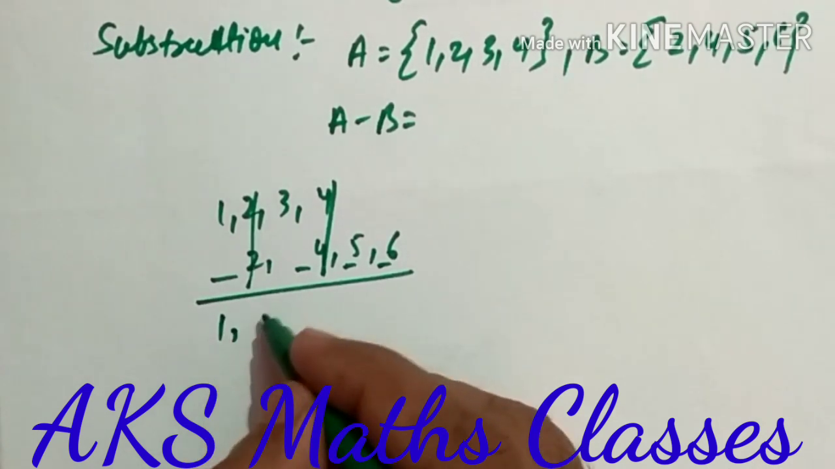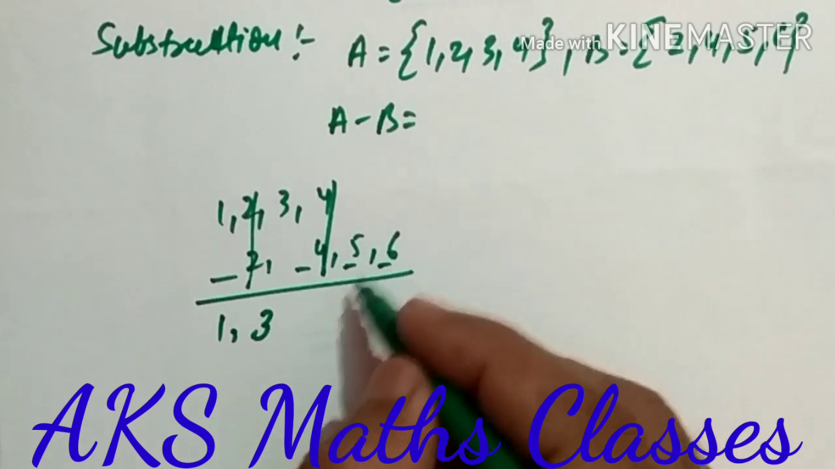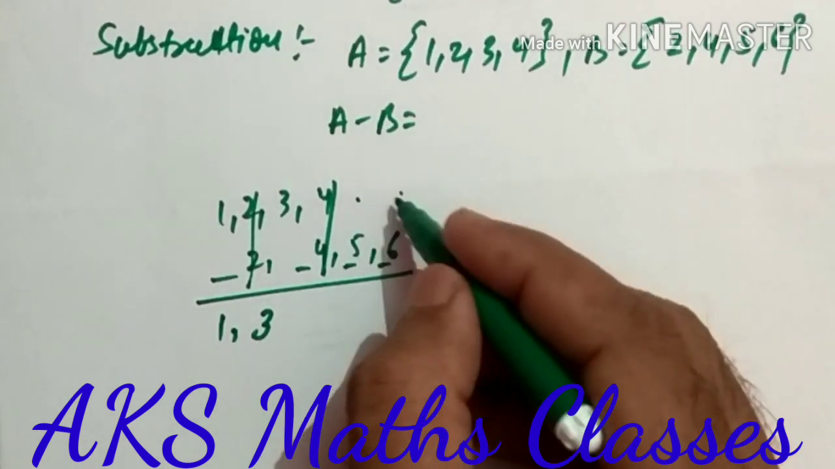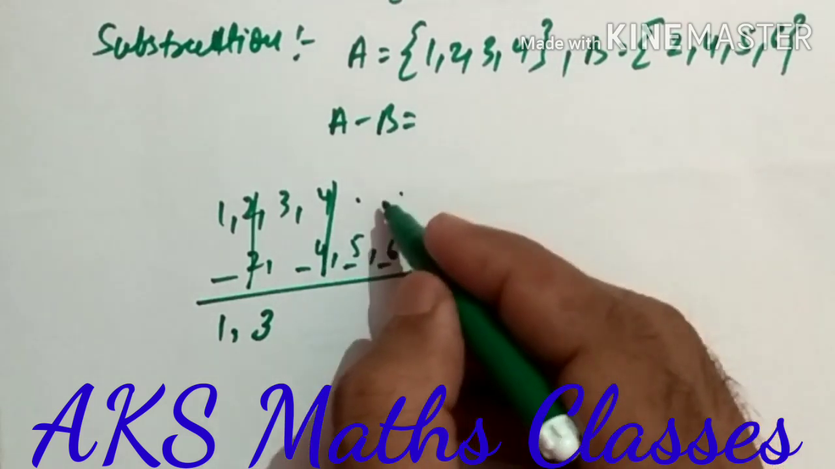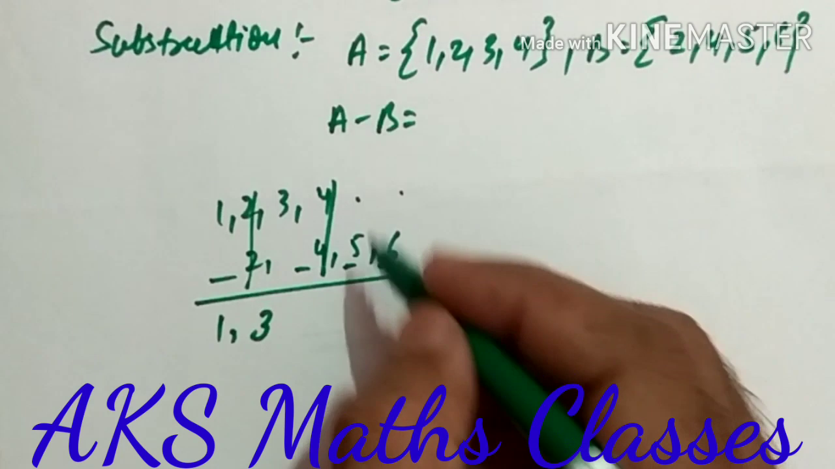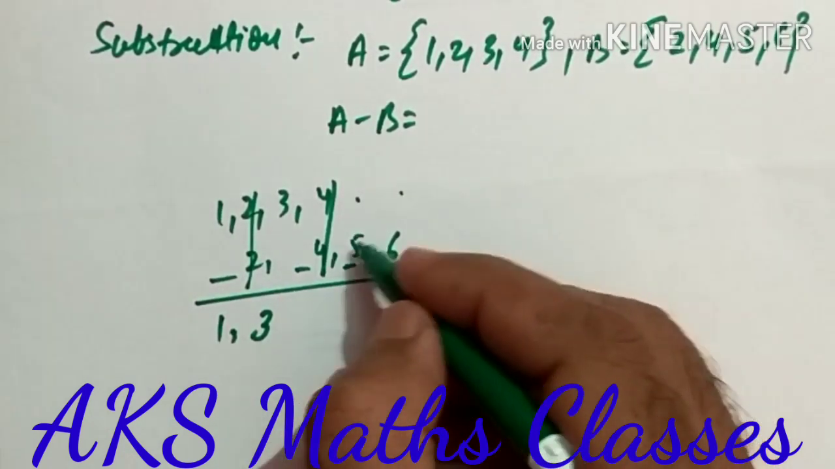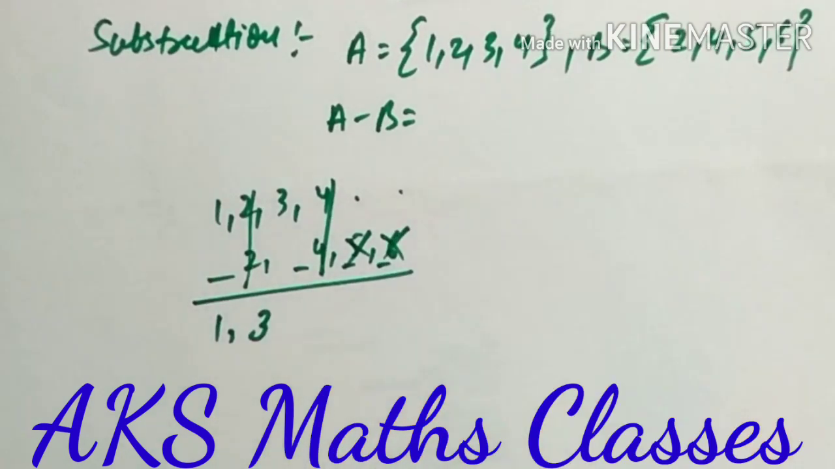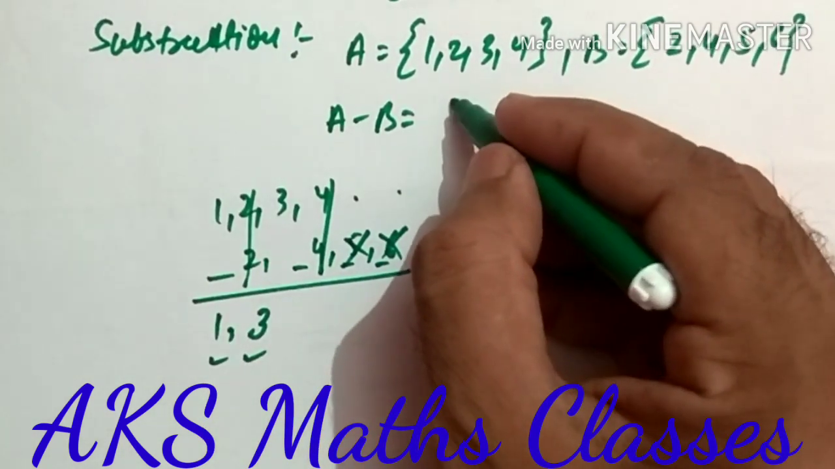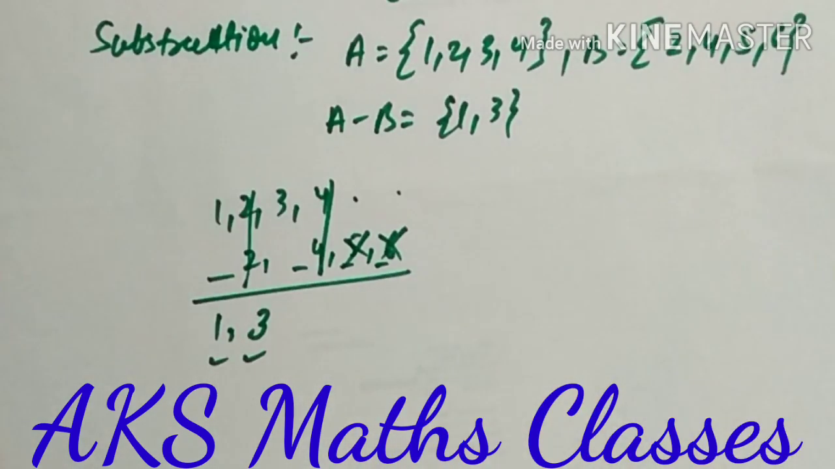It is 1 comma 3. And you will see 5 minus 5 and minus 6 also? No, minus 5 minus 6 will not come, because there is no element here, and this is not pure subtraction, where we take a carry from the last digits. Since no element is here, this will not subtract, and it is automatically deleted. So what is left? Simple, 1 comma 3. So A minus B will be {1, 3}. I think it should be clear.